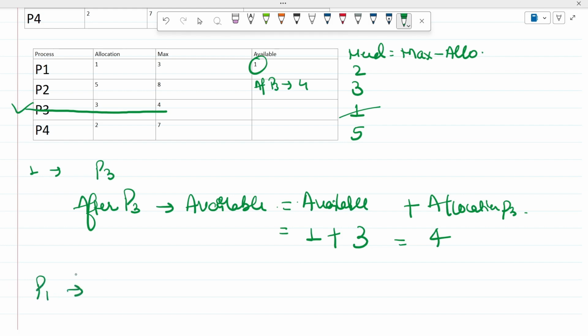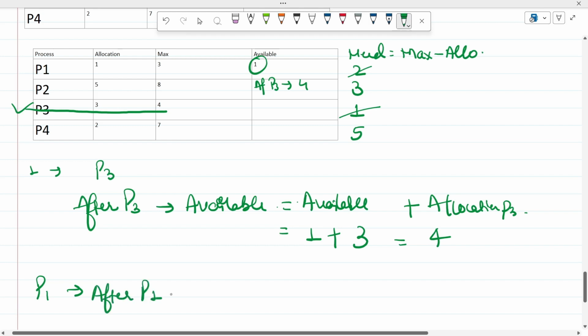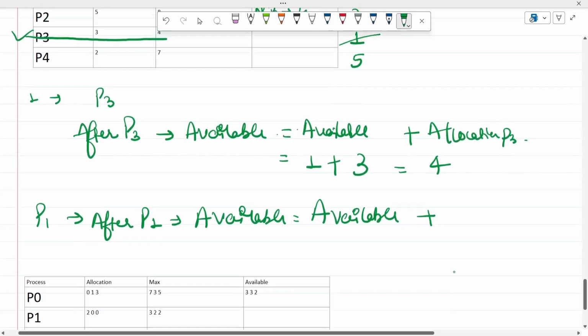So P1 needs 2. We have 4, it needs 2. So we provide 2 resource instances to P1. Now P1 starts execution. So when P1 is completed, what is the available resource in the system? How to calculate the available one? Currently available, we have 4.